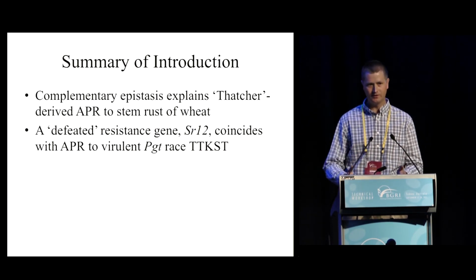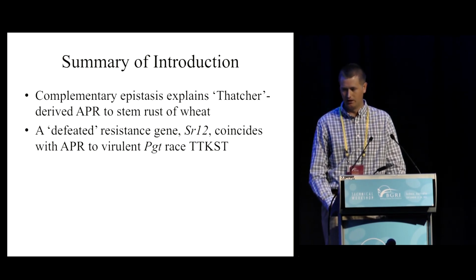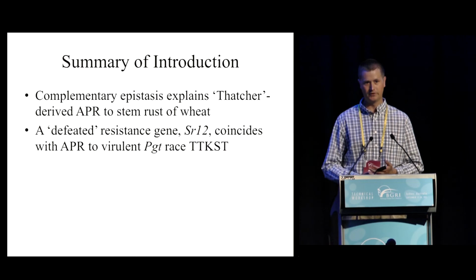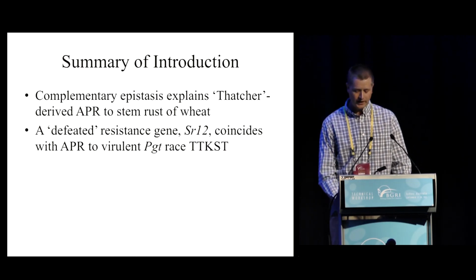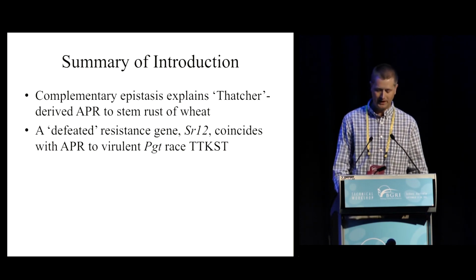And so just a summary of that introductory information that's already been done previously is that there is complementary epistasis in Thatcher that explains the adult plant resistance, and that a defeated resistance gene SR12 coincides with the adult plant resistance. And so we thought that was a very nice start into understanding the adult plant resistance in Thatcher, but we have additional questions.